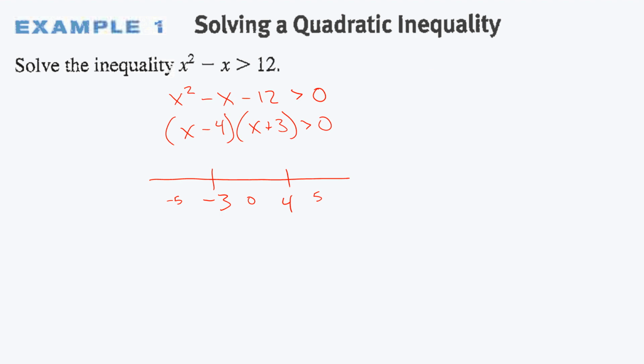Either one would work. So instead of x minus 4 times x plus 3, I'm going to try, let's start with the negative 5 first. Negative 5 minus 4 and negative 5 plus 3.